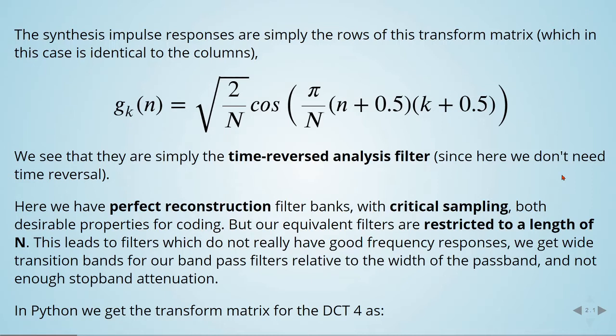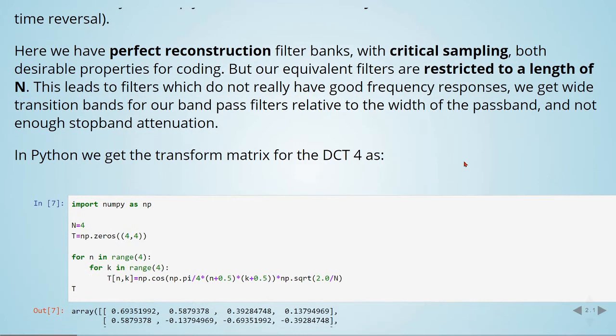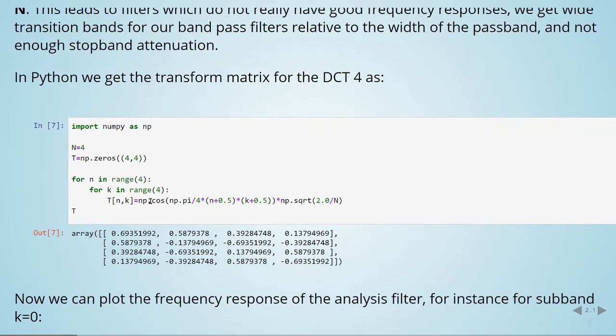But our equivalent filters are restricted to a length of capital N. This leads to filters which do not really have good frequency responses. We get wide transition bands for our bandpass filters relative to the width of the passband, and not enough stop band attenuation. In Python, we can get the transform matrix for the DCT like this. Here we're starting with an empty zeros 4 by 4 matrix, N equal to 4. Then we iterate through n and k, and we set these values here. And then we have our transform matrix for the DCT4.